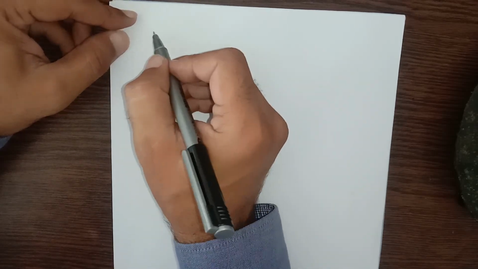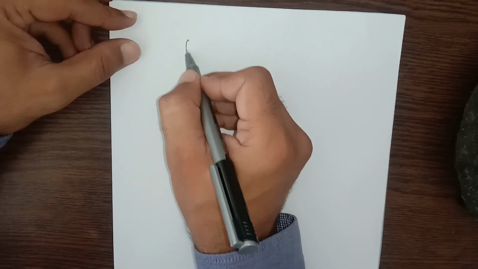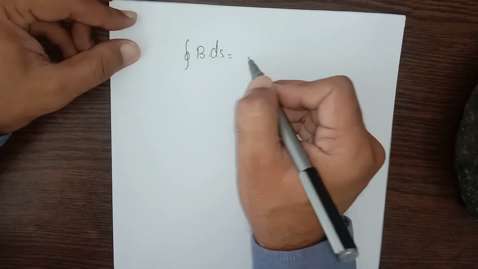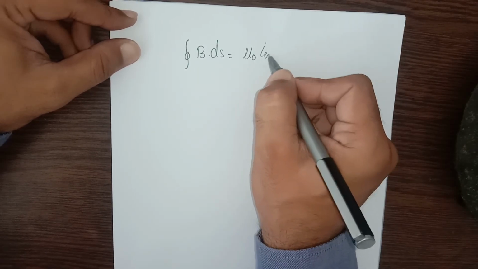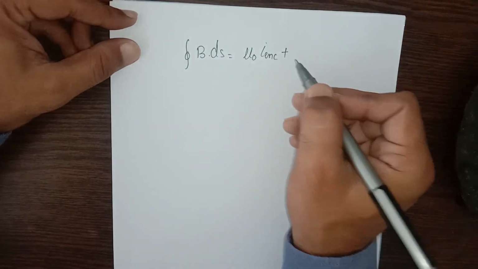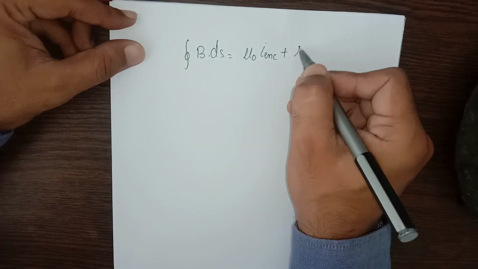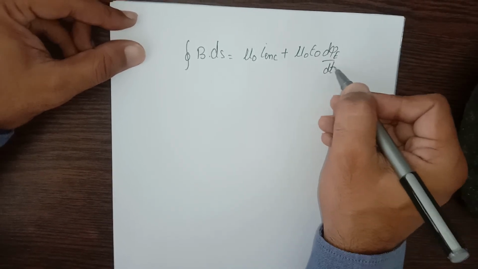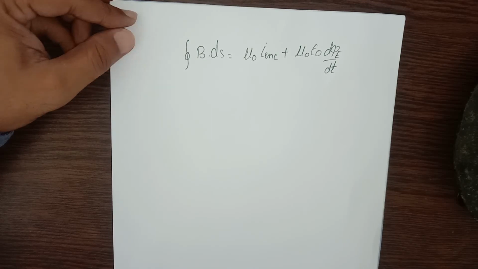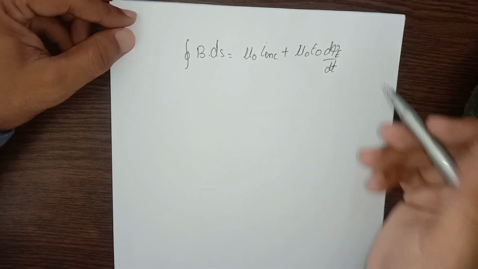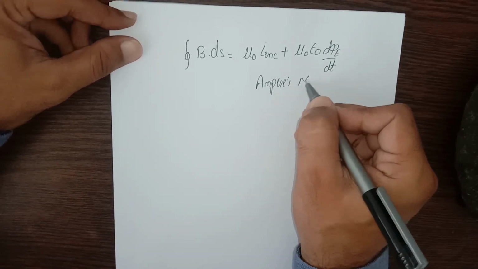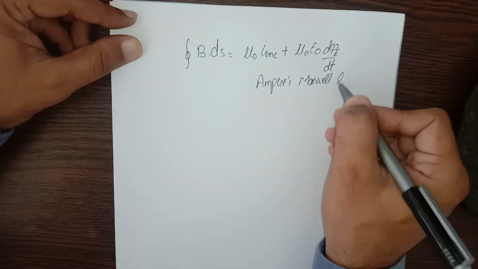So combining these two results, I can form the Ampere-Maxwell law: B dot ds should be equal to mu naught times the current enclosed, that was the original Ampere's law, plus this term which is mu naught epsilon naught d phi E by dt, that appears due to Maxwell's law of induction. So this is my Ampere-Maxwell law.